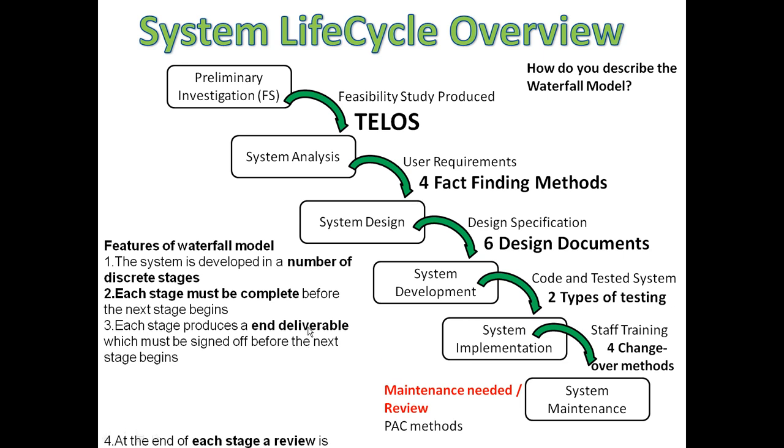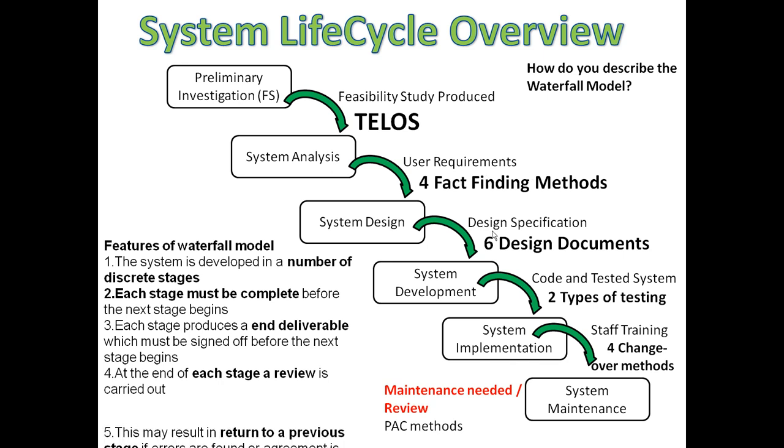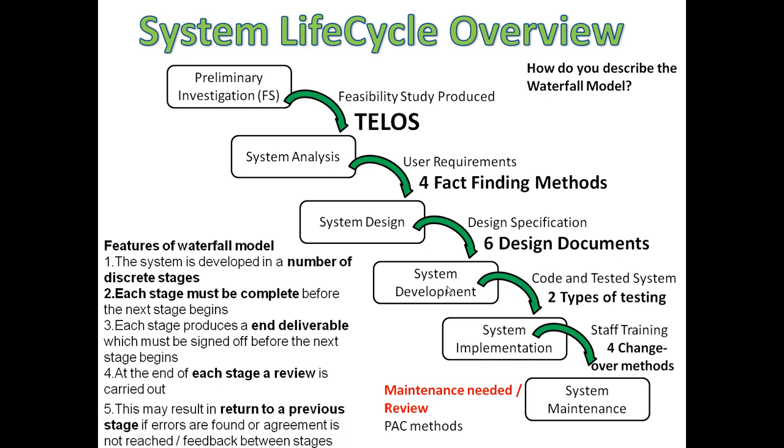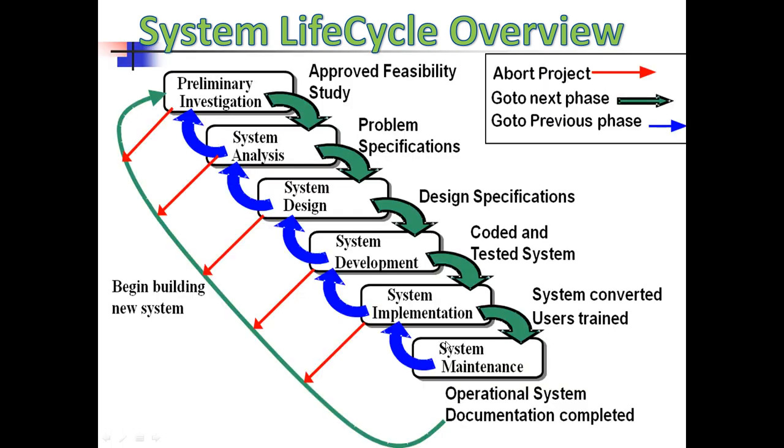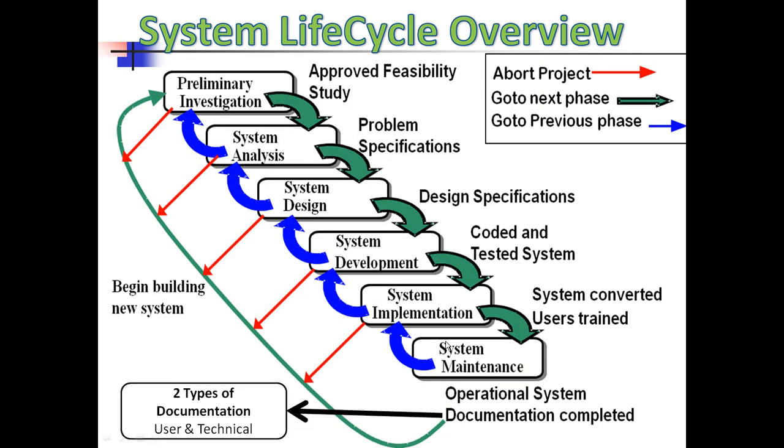Another thing you would say is there's an end deliverable. So at the end of this here, there's a feasibility study. At the end of the analysis, you've got all the fact finding. At the end of the design, you've got the design documents. At the end of the development, you've got the test documents, if that makes sense. At the end of each stage, there's also a review. You might return to a previous stage if you're not happy with the work in that stage. So they might return to a previous stage if any errors are found or agreement is not reached based on feedback. And that's the systems life cycle.